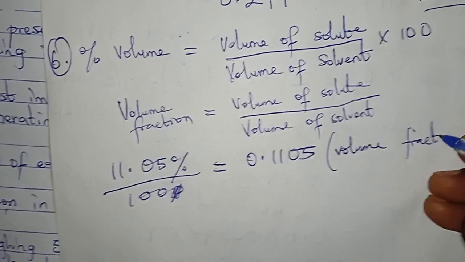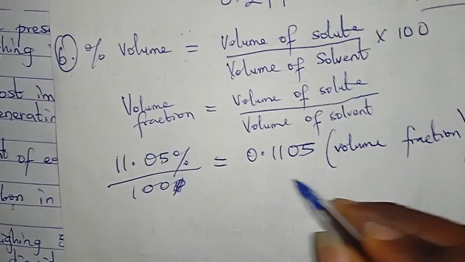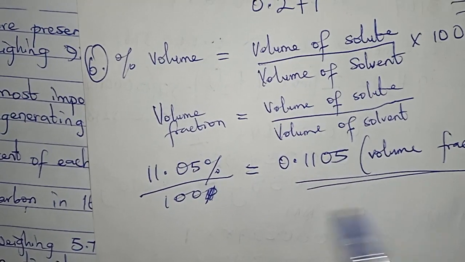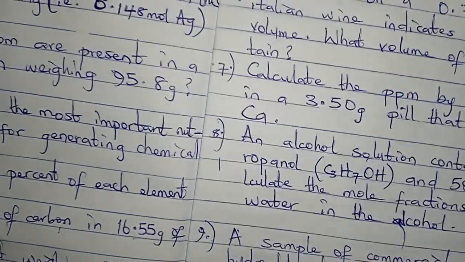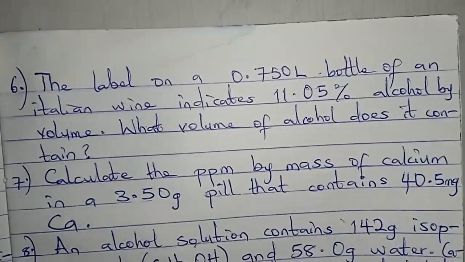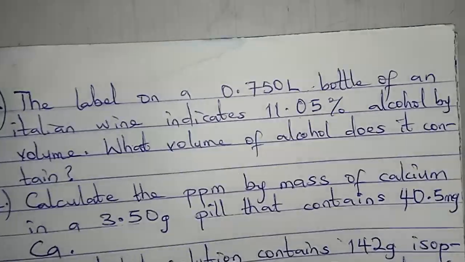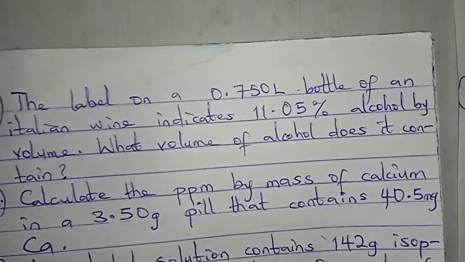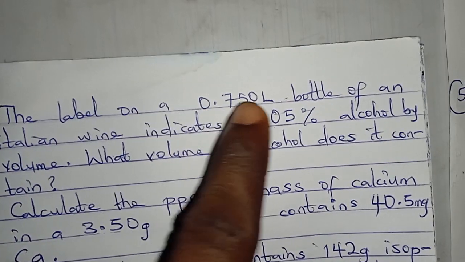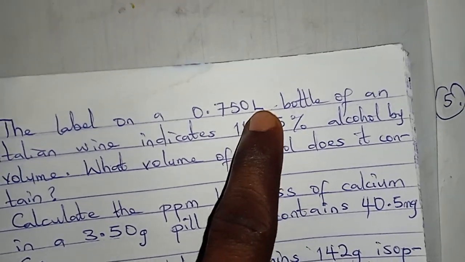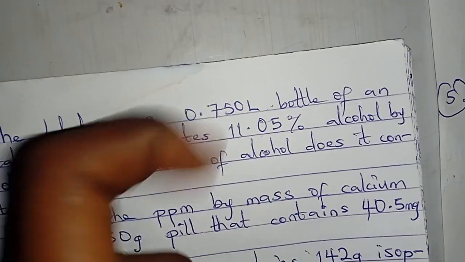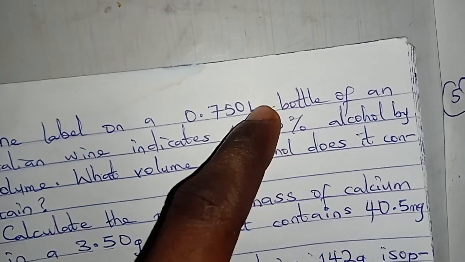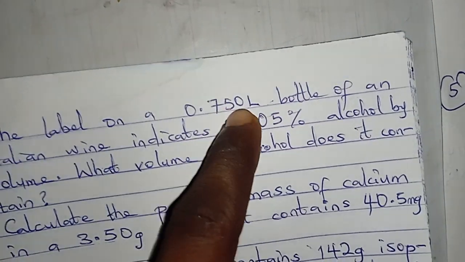Remember that volume fraction times 100 gives you volume percent. So this is our volume percent given in the question. So I have my volume fraction. Now they ask me what volume of alcohol does it contain. See, the whole bottle is a solution which is 0.750 liter.